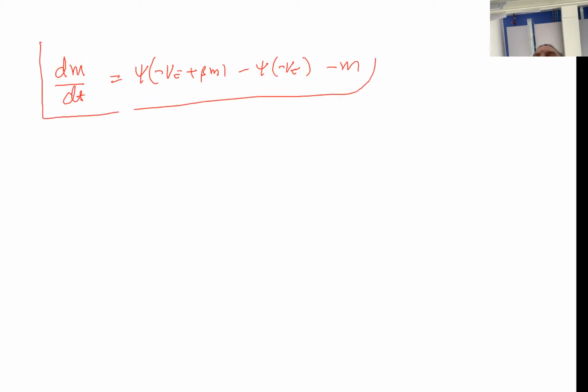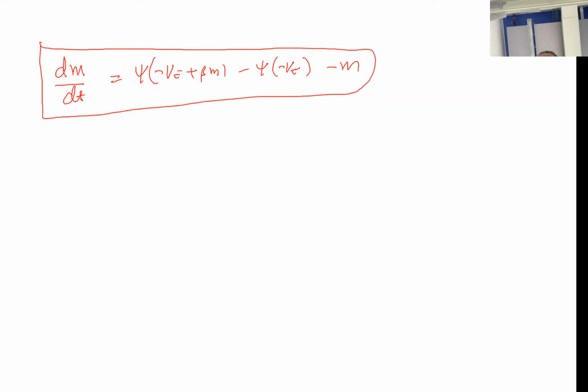you get dm/dt equals psi of minus nu e plus beta m minus psi of minus nu e minus m. Okay, so that's the updated equation for our overlap, which is a nice simple equation.